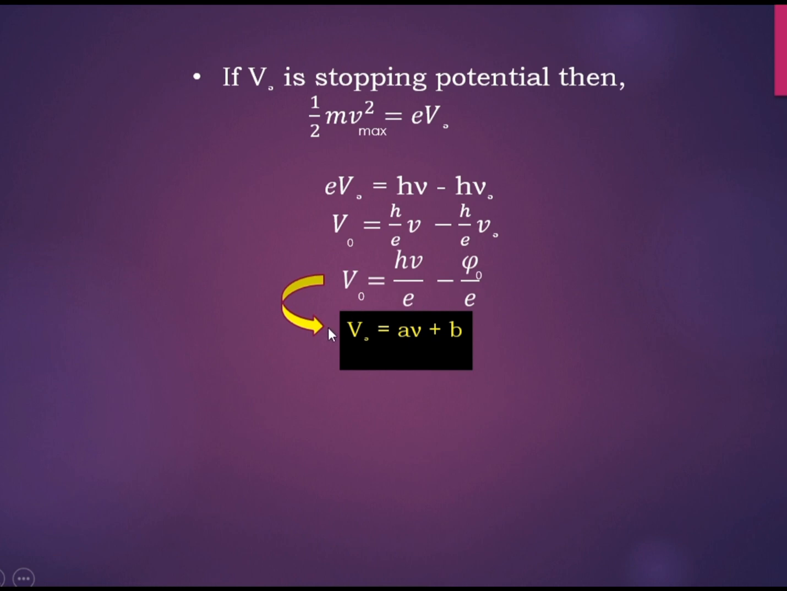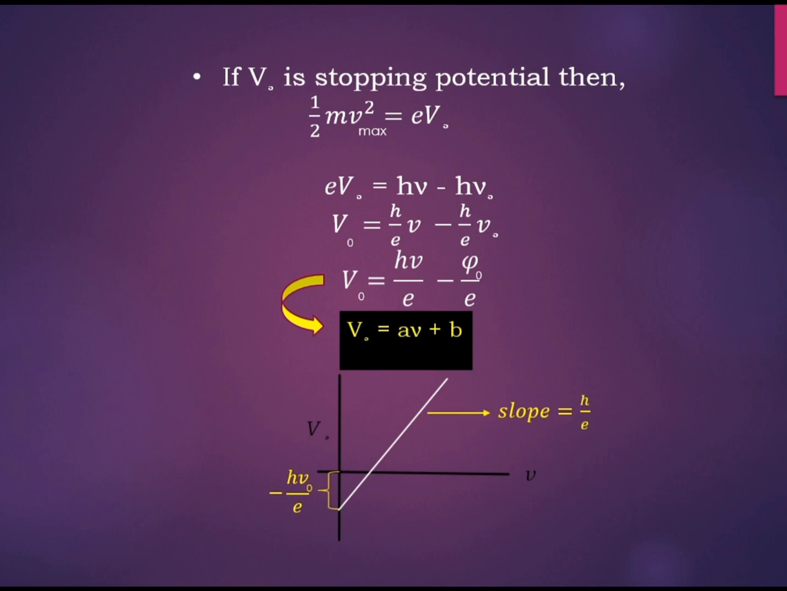So let us plot this curve. Since it is a straight line, this axis is stopping potential, this is nu, and this is our straight line. Why is it touching the negative part? Because the intercept is minus h nu naught upon e, which is negative, and the slope is h upon e.